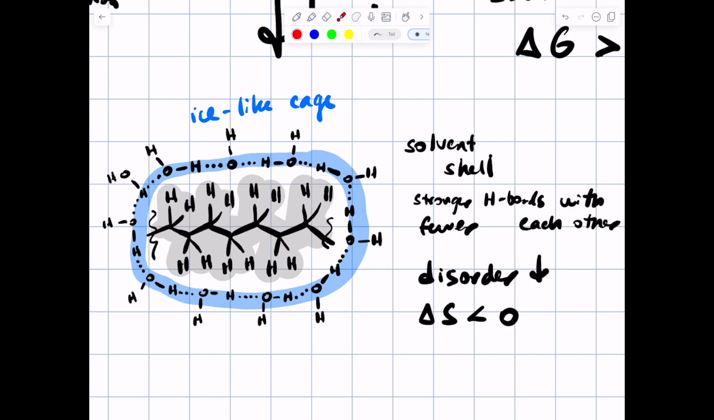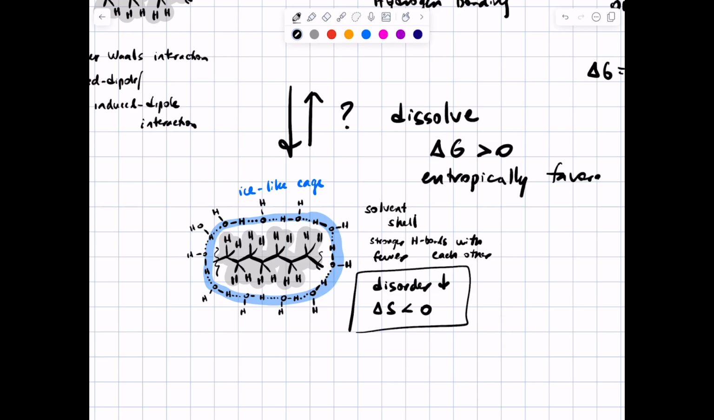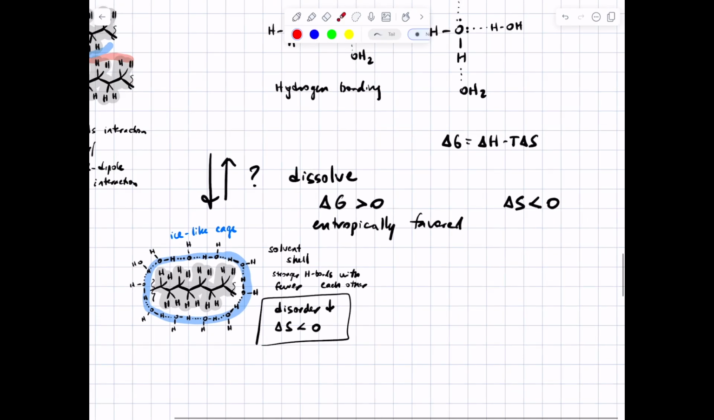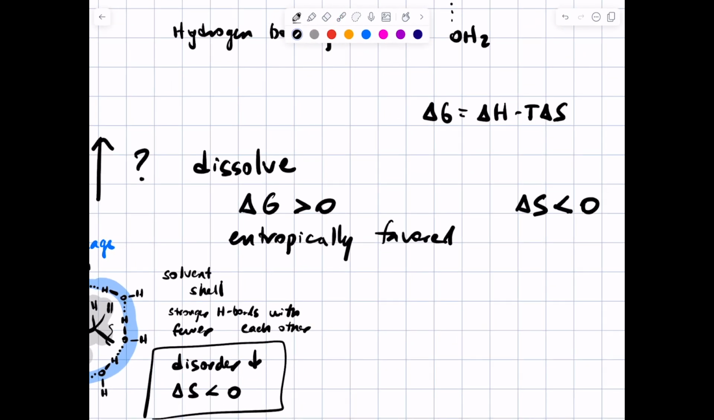One interesting prediction that you might make here: I told you that overall this process is unfavorable, because if you did dissolve the oil in water, it would lead to a loss in entropy. But look back at the delta H minus T delta S for free energy. If I told you that entropy was negative, what would you predict for delta G if I lowered the temperature? What should that do to the impact of entropy?